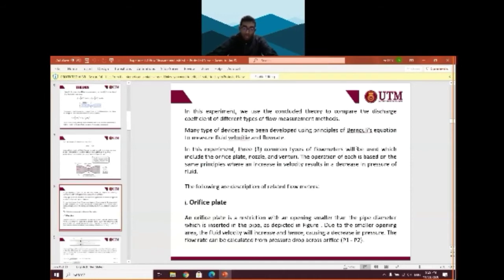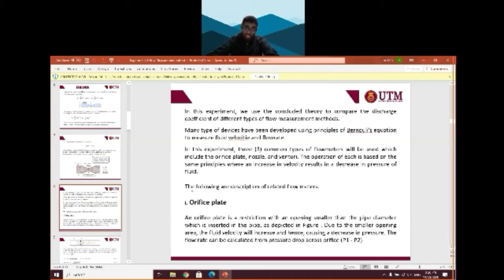Now, in this experiment, we use the theories we concluded before to compare the discharge coefficient of different types of flow measurement methods. So what is the discharge coefficient? It is the actual flow rate over the theoretical flow rate. For years, many types of devices have been developed using Bernoulli's principle from the equation to measure the velocity and flow rate. In this experiment, we are going to take a look at three particular devices, which are orifice plate, nozzle, and venturi. Their operation is based on the theories we discussed before from the Bernoulli equation and the continuity equation.